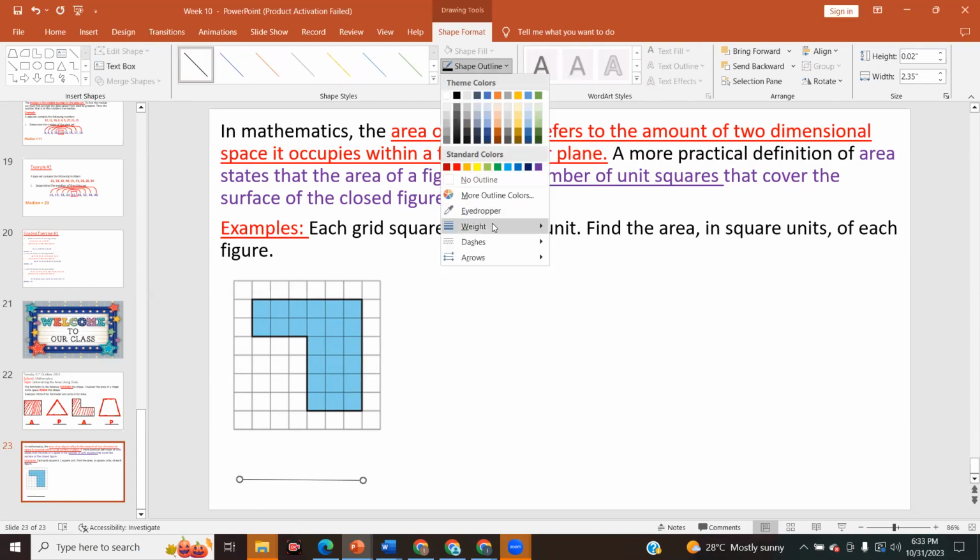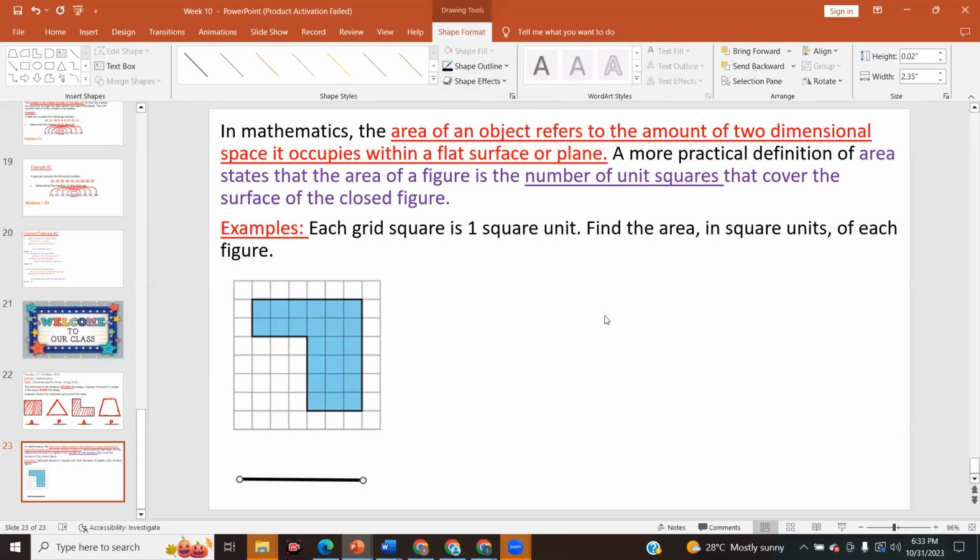What's going to be the area, not the perimeter now, the area of the shape? Remember, for perimeter, we had to count the square units around it. Now for the area, we have to count the square units inside of it. So what do you think is going to be the answer for this one? Put your answer inside the chat, please.